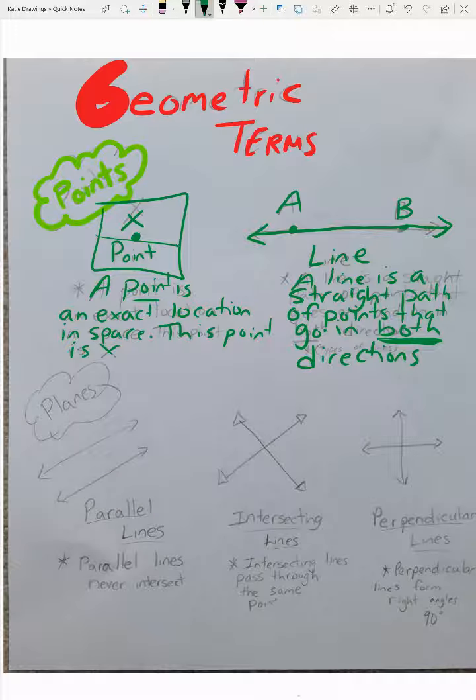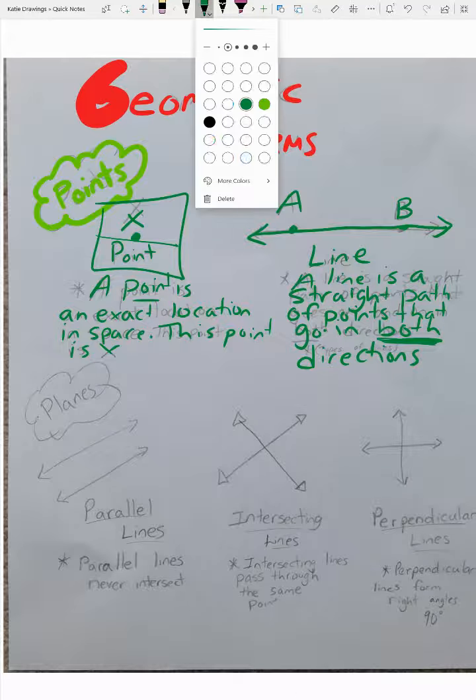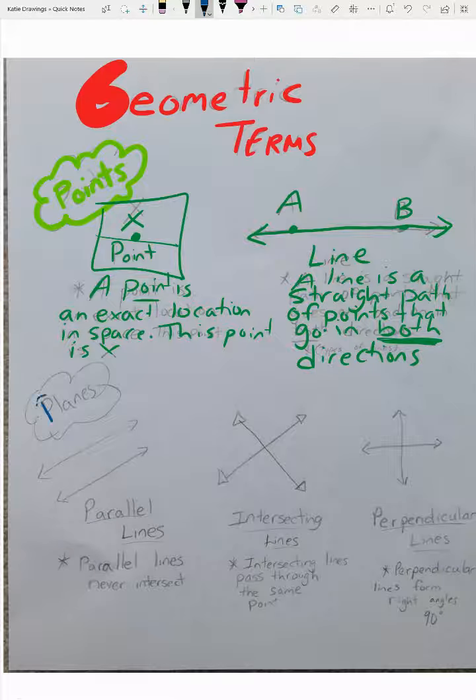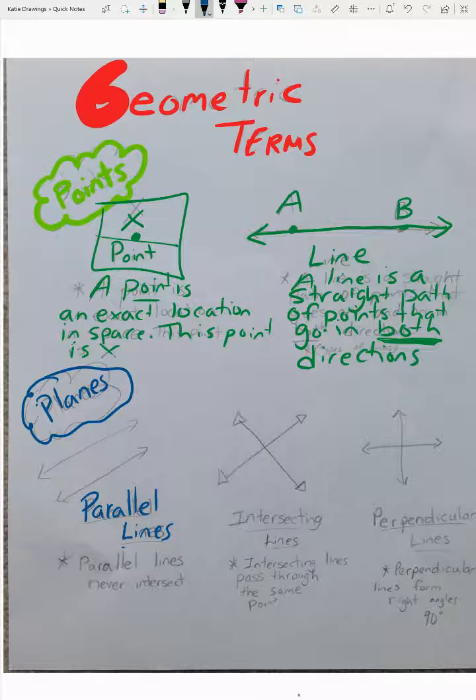The next part, let me do blue, is what we call planes, not the ones in the air. We'll do a little cloud. We have 3 different lines we're going to be learning about today. The first one will be parallel lines. You can write it or draw it first. Parallel lines go both ways.